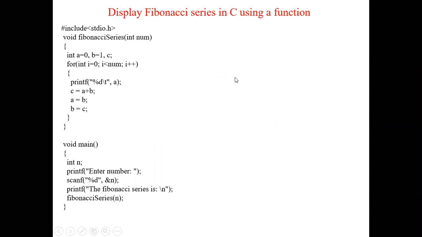This is a program to display the Fibonacci series in C using a function. We have already discussed the Fibonacci series program in module 3 using a for loop. Now we'll be displaying the Fibonacci series using the concept of functions. So let's understand the program. We are entering the number.